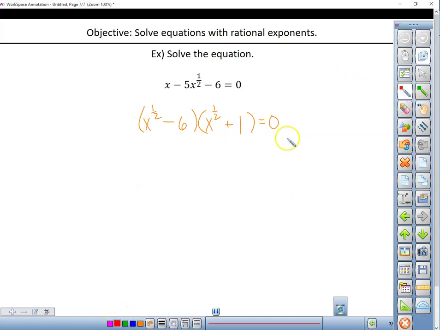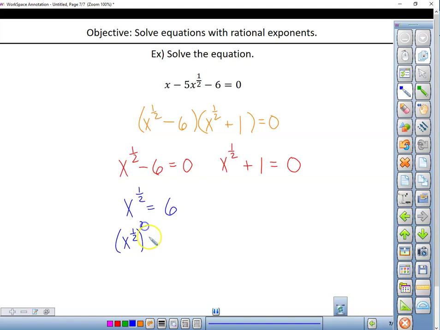We can use our zero product property. So either x to the 1/2 minus 6 equals 0, or x to the 1/2 plus 1 equals 0. So going back to this first one, I'd have to undo the subtraction first, adding 6 to both sides. Then I would undo the exponent, raising both sides to the reciprocal power, which would be 2. So now I get x equals 36 as a possible solution.